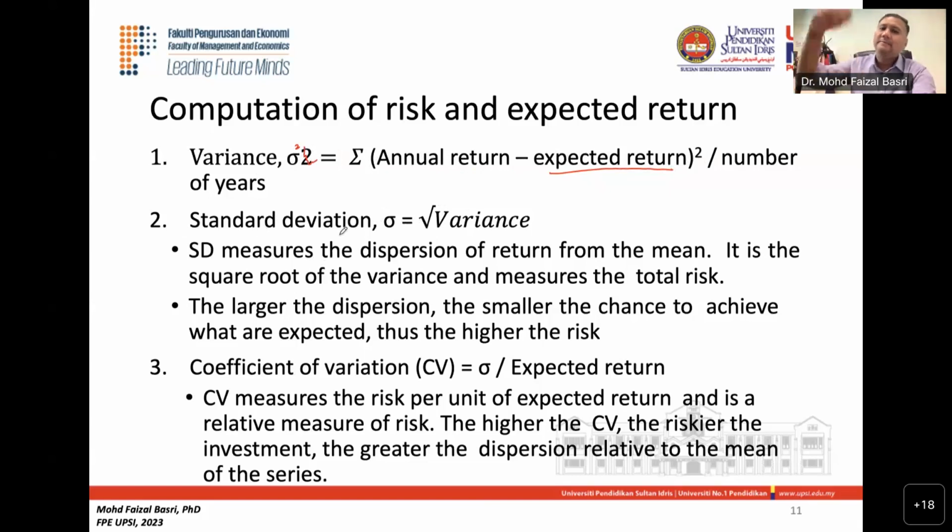Okay, so standard deviation measures the dispersion of returns from the mean. So meaning if we draw a line, for example, and this line indicates the years that you have. So if the point of your return is away from the mean, from the average. So imagine this line is the average.